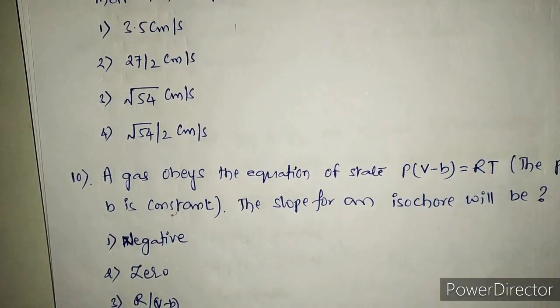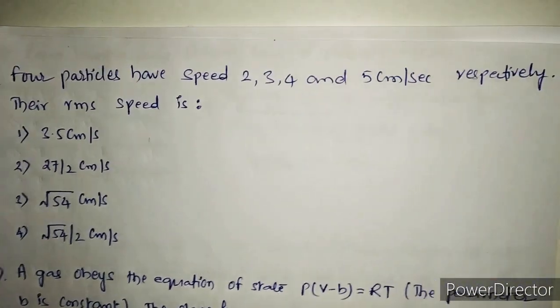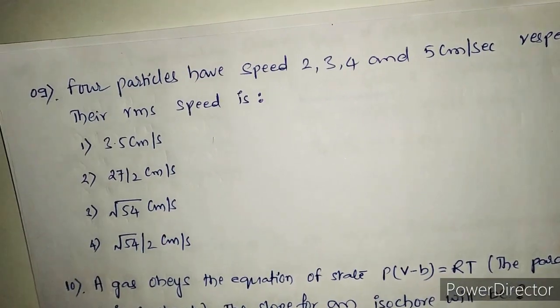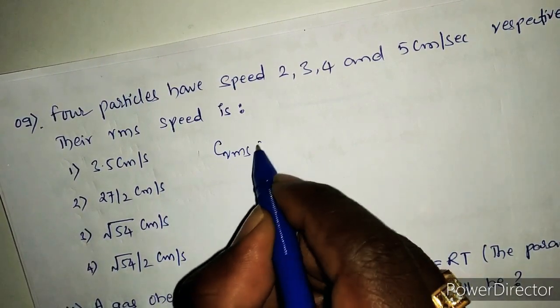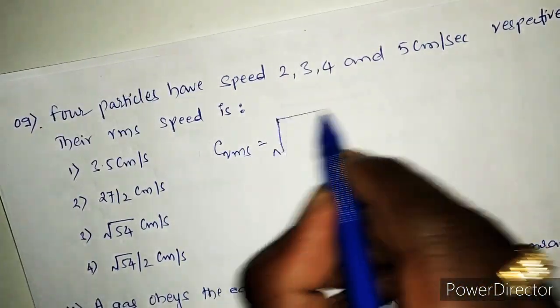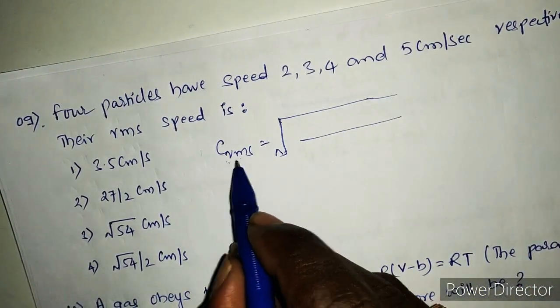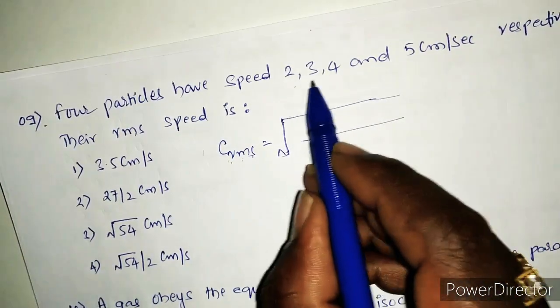Next question is, 4 particles have speed 2, 3, 4 and 5 centimeter per second respectively. Their RMS speed is. So here what is RMS speed? C_RMS is equal to under root of, I'll write the formula. RMS, root mean square. How many gases are there? 4 gases. 1, 2, 3, 4.